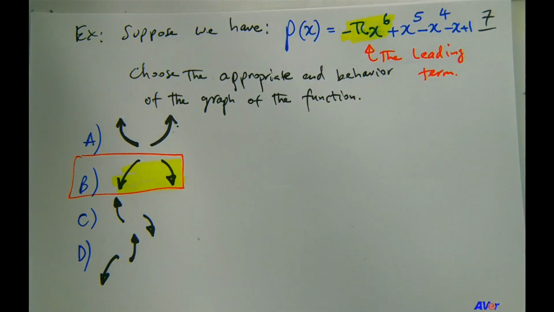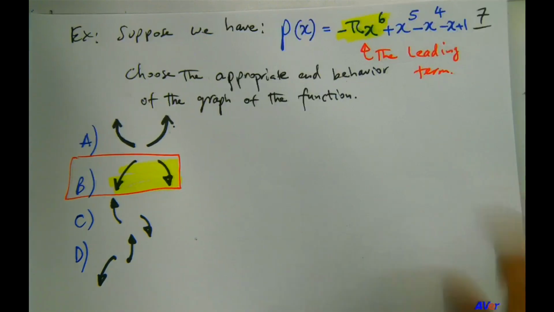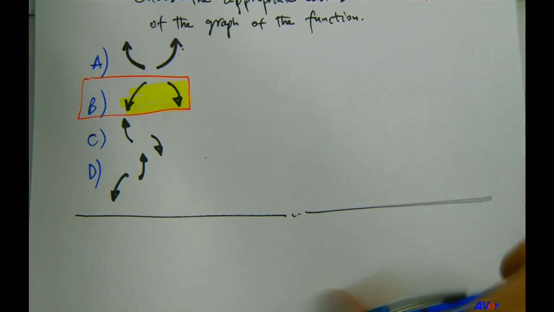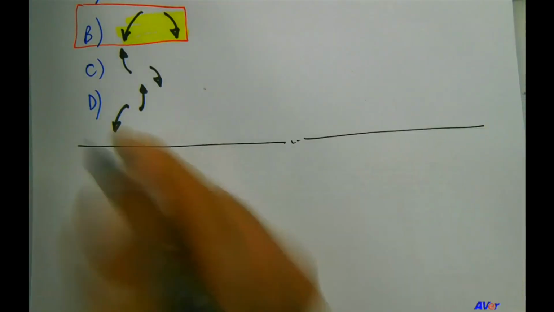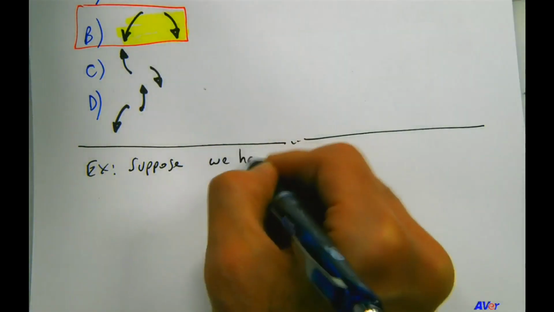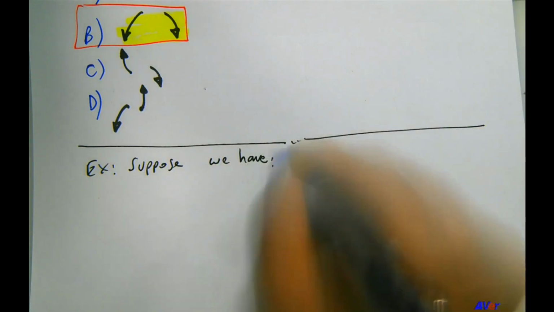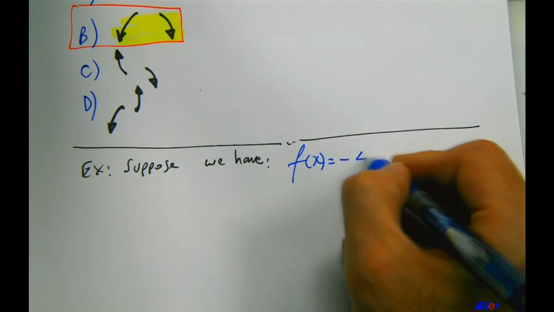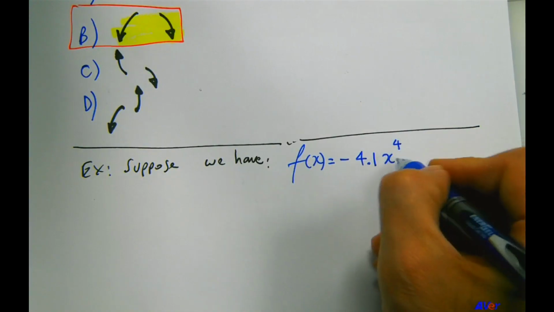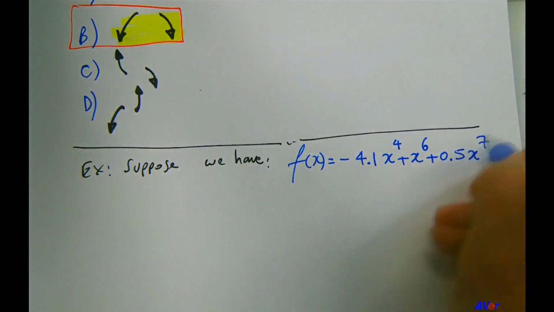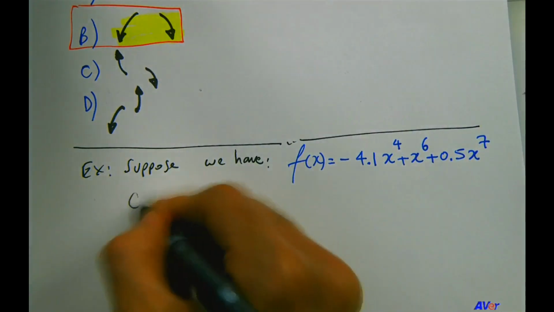Let's do another example. This one is interesting because at first it's kind of misleading, but again it is not. So let's suppose we have this function, f of x equals minus 4.1 x to the 4th plus x to the 6th plus 0.5 x to the 7th. Okay?